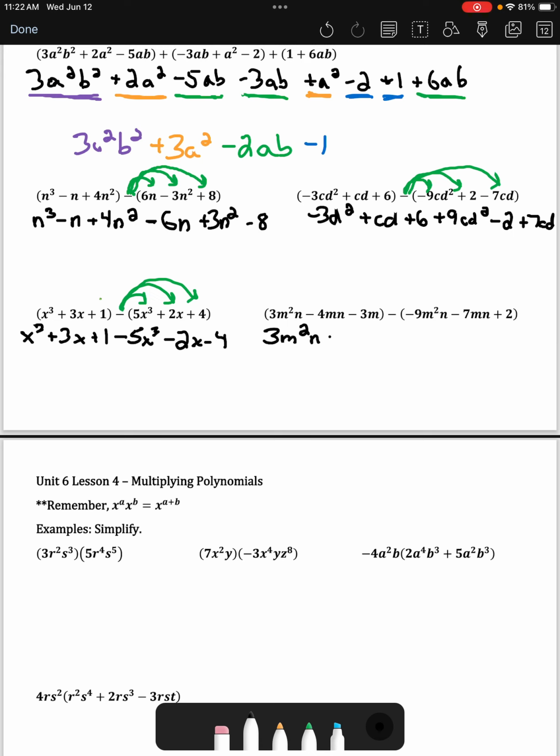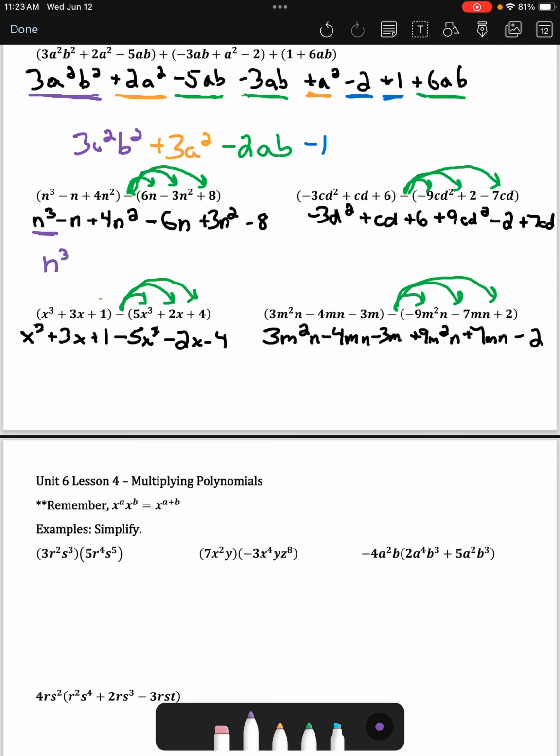The first group does not lie to you. But the second group, thanks to the negative sign in front, does. So the 9m squared n is not negative. It's positive. The 7mn is not negative. It's positive. The 2 is not positive. It's negative. Now we're just combining like terms like we have been. So pause, combine them, come back and check your answers.